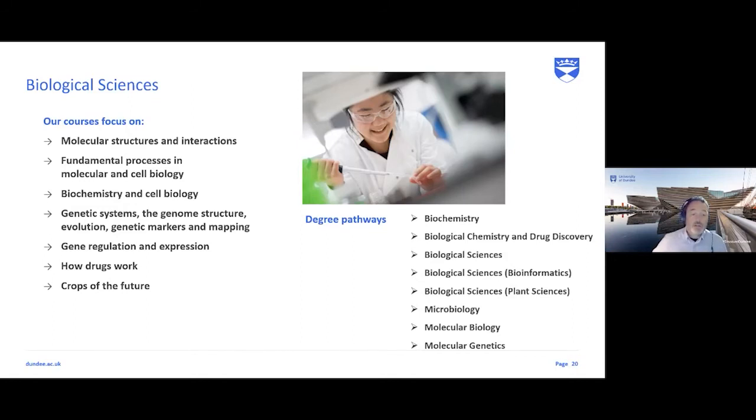The degrees that fall under this great umbrella of biological sciences are listed here on the right-hand side. Some of these are biological sciences with a parenthesis, bioinformatics or plant sciences, and these just indicate that this is a broad-based degree of biological sciences with a specialism in either bioinformatics or plant sciences. Next slide, please. Biomedical sciences.